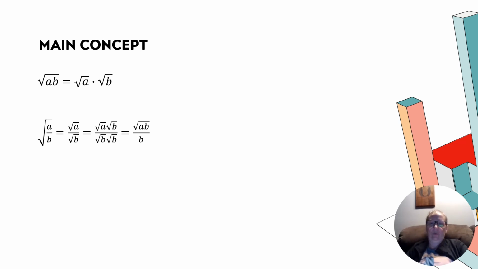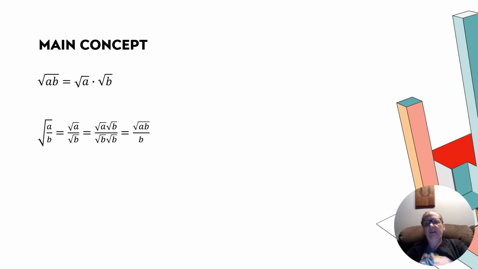What that means is we want to multiply by the same thing on the top and the bottom in order to get rid of the root in the denominator. So in the case of a square root like this, I need to multiply both the numerator and the denominator by the square root of what's in the denominator. So I have the square root of a over the square root of b times the square root of b over the square root of b.